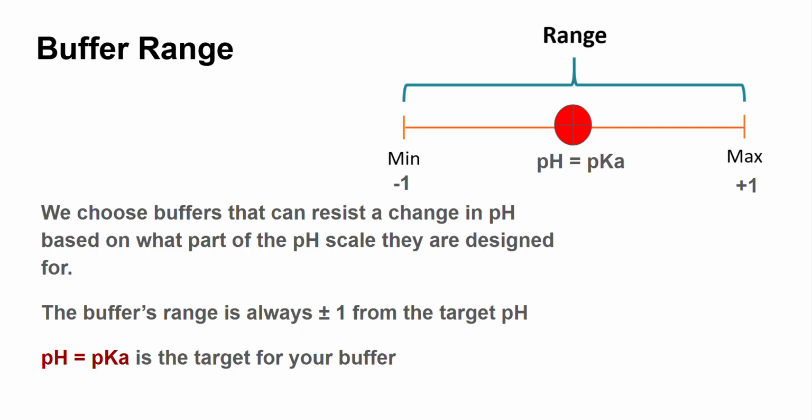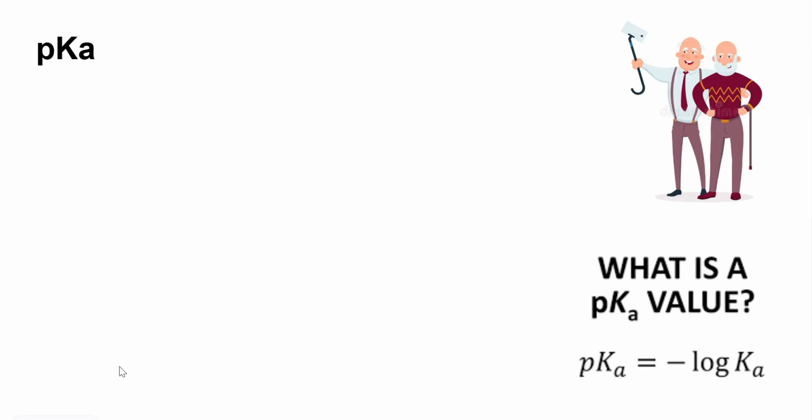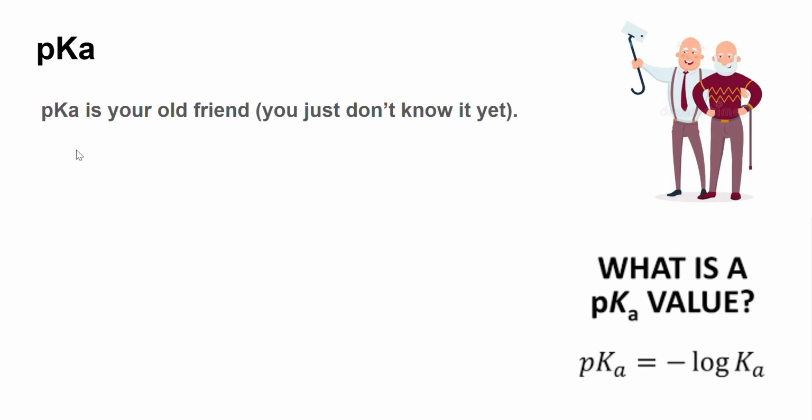Now, how do we know what that target is? That target is where our pH is equal to our pKa. We talked about pKa earlier in the unit, and a lot of people just moved on, okay? So let's talk about pKa. And I love this image because I feel like this friendship between these two old men captures how your relationship actually is with the pKa. pKa is your old friend. You just don't know it yet.